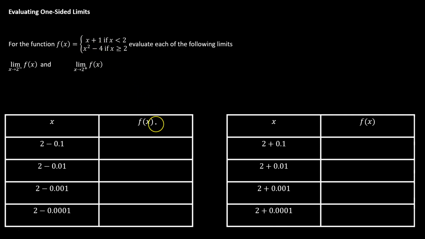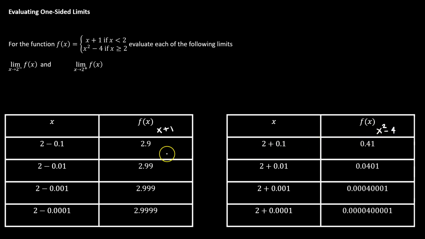So when we go to generate our table, remember that when we subtract these tiny increments, we're to the left of that 2, which means this function is going to use the x plus 1 to complete the table. In the right table, we're adding small increments. Those are going to be larger than 2, so we're going to use x squared minus 4 to complete this table. Go ahead and complete your own table. I have mine filled in already. And this way we can answer the questions for each of the limits.